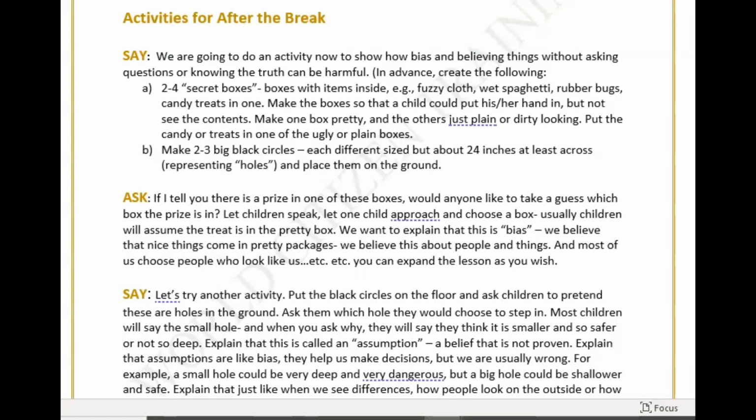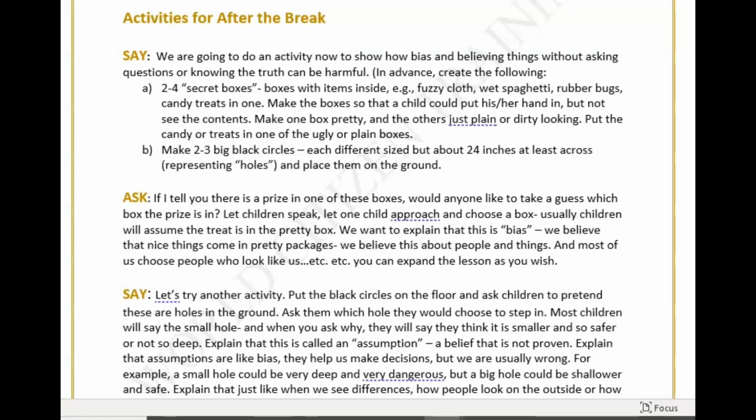We can also explain that reverse bias is thinking that what's in the dirty box or the bent box is always a bad thing. Sometimes good things come in plain packages. You can't always judge by what you see on the outside, is the point. And then once they've all done that, and of course it's a good idea to let them have some fun, put their hand in each of the boxes, squish the wet spaghetti, rubber bugs, all of that. Let them play a little bit. And then we try another activity.